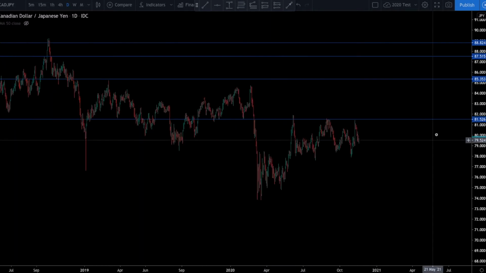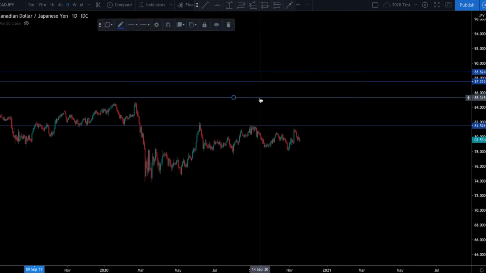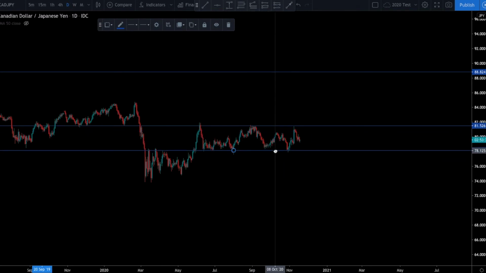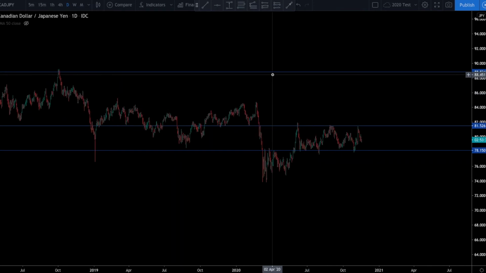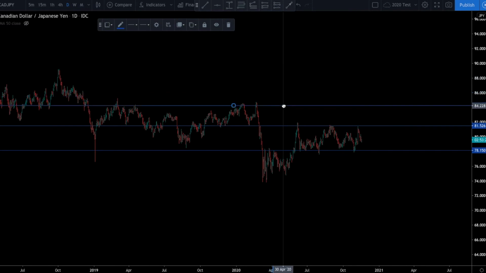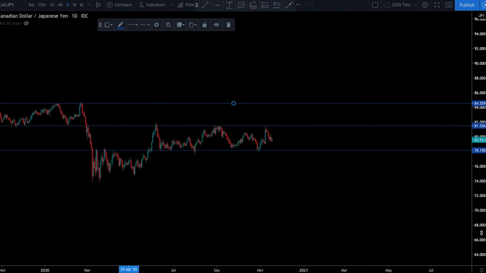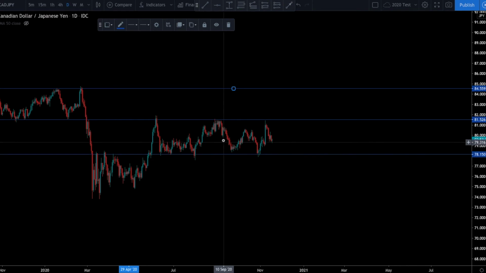So, standard rule, and I don't always follow this, but I like to have a maximum of 3 horizontal support and resistance lines. So this is a good line, and really I probably would not have a third one in because price has been stuck in this range since May. So right now, these 2 lines, this line here and this line here, are the 2 most relevant.